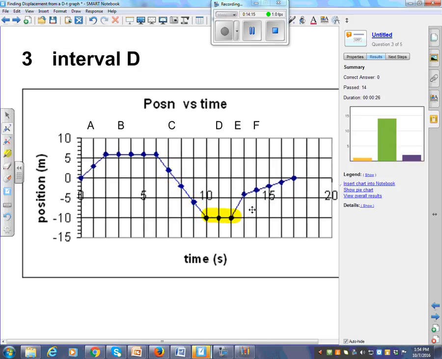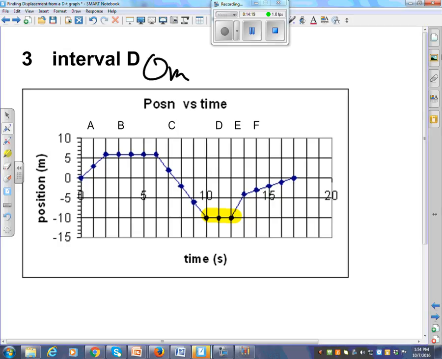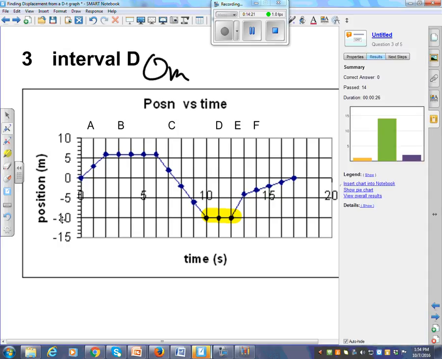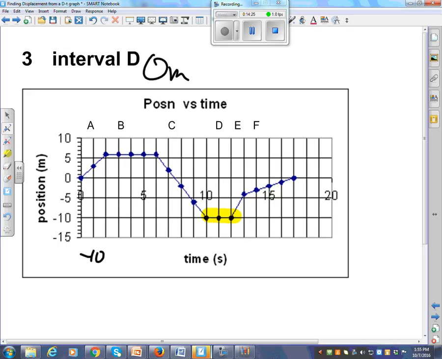Interval D. It's flat. What does that mean? Stopped. 0. Flat means stopped. If you want to do the math, final minus initial is going to be minus 10 minus 10, or minus 20. Oh, hang on. Minus 10 minus a minus 10, right? Oh, yeah, that's what you did. Minus 10 minus a minus 10. 0. Flat. Stopped. Interval E is positive. It's going up.